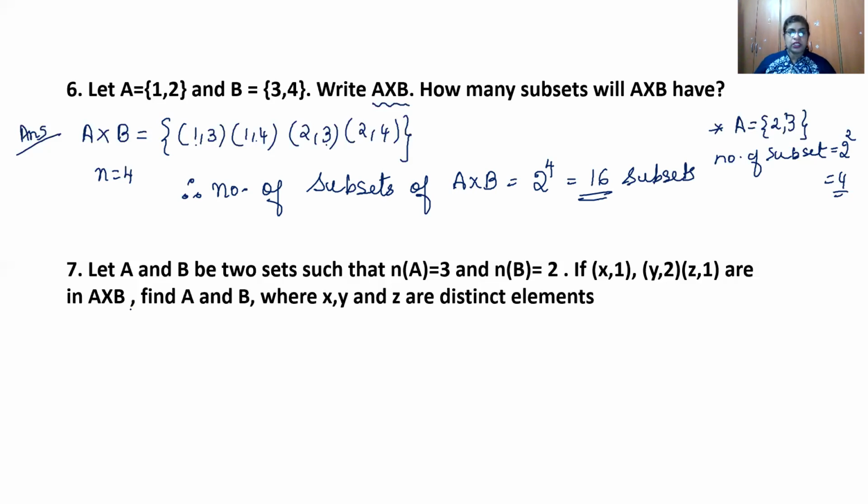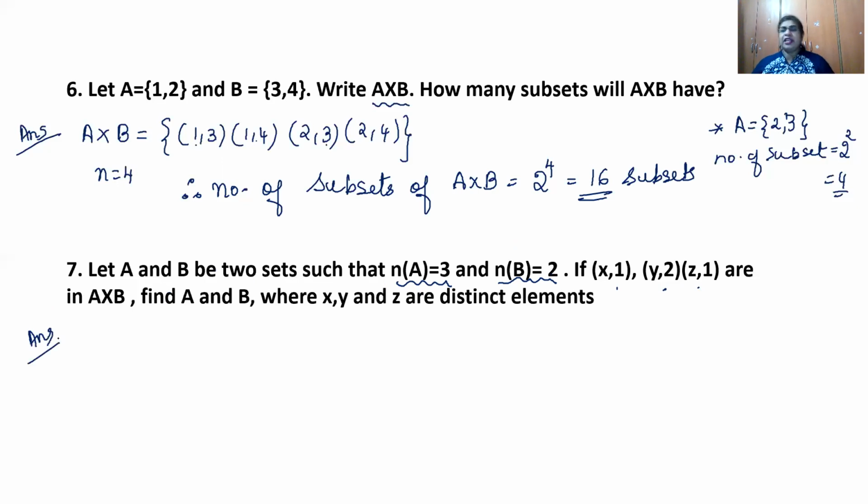Yes, move on to the next question, the seventh one. What is given here? Let A and B be two sets such that n of A, the number of elements in A, is 3, and the number of elements in set B is 2. They have given only 3 ordered pairs: (x, 1), (y, 2), (z, 1) are present in A cross B. I have to find who is the set A and who is the set B.